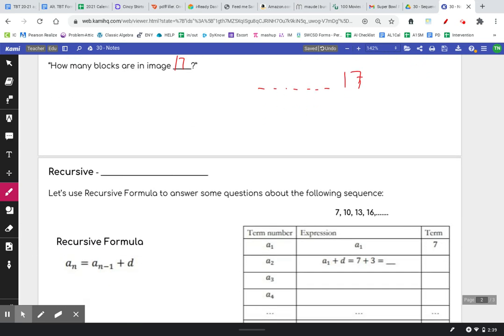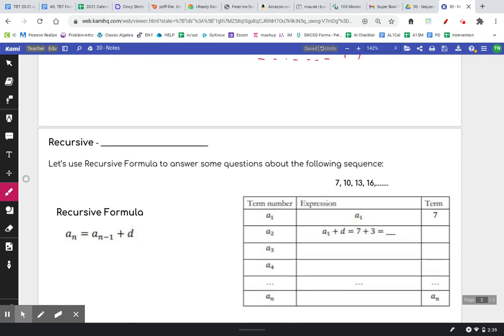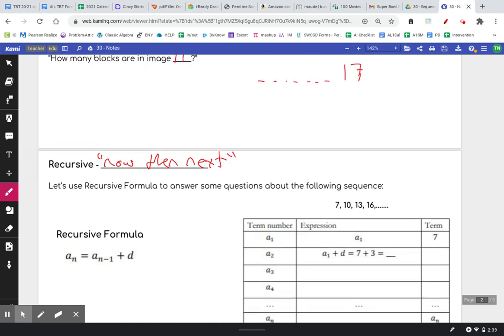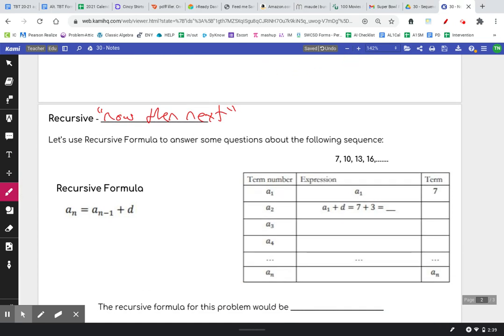So let's hop down into page 2. Page 2 is recursive. Recursive, I want you to think of like "now, then next." I'm going to put quotes around that, and I'd like for you to do that too. Something like, now it's 7, and the next is 10, or now it's 18, then next is 20. You're just saying, hey, if I know this term, I can tell you what's next, right? Like a very basic example we're going to see here in a second. Recursive helps a lot more if you have a question that's not far away.